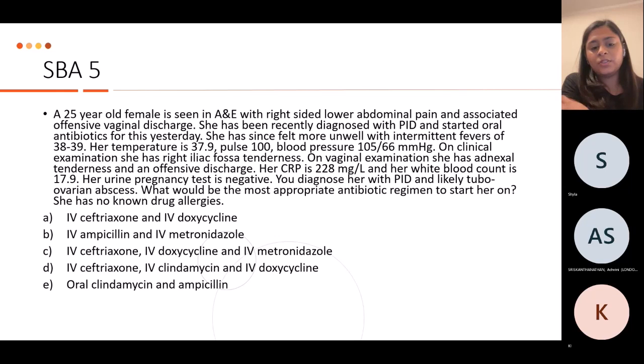The CRP is 228. If you wanted to know the normal range, the CRP should be less than 5. And her white blood cell count is 17.9. Again, should be less than about 10.9. A urine pregnancy test is negative. You suspect a tubo-ovarian abscess. So what would be the most likely antibiotic regimen that you would start her on?